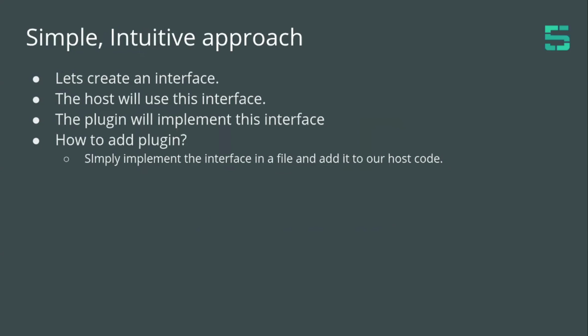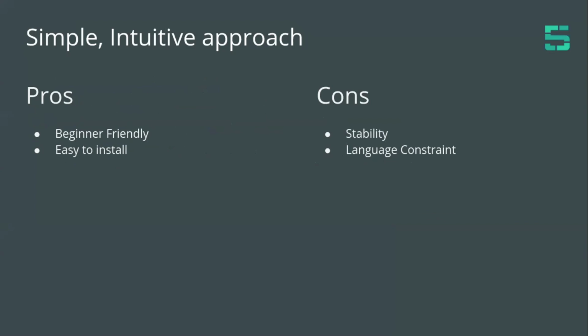Now, we implemented our plugin, we implemented the interface. Then how are we going to add that plugin to our host? One approach is that we implement it in a new file and add the file to our host code, so that the host can directly load the plugin code and access the methods. That's one approach, but there are some pros and cons. It's beginner friendly: a plugin developer will just implement the interface. It's easy to install. We just have to copy and paste the file.